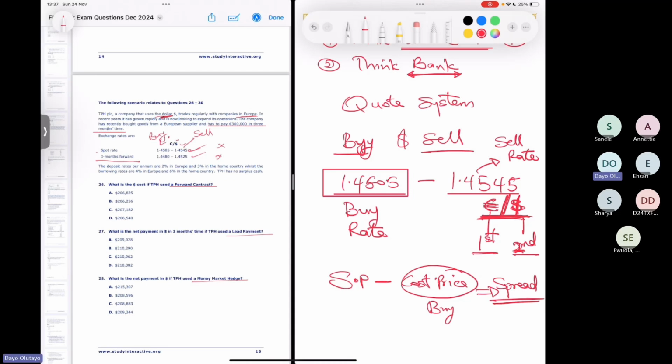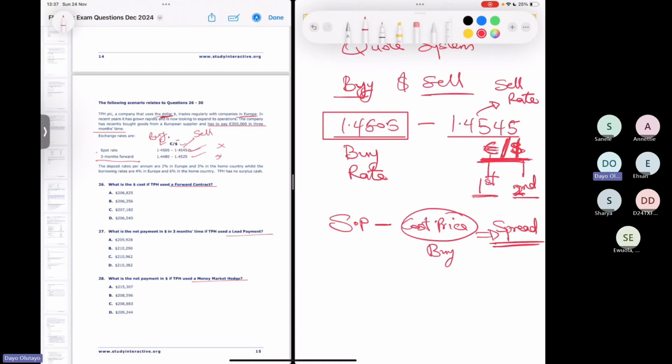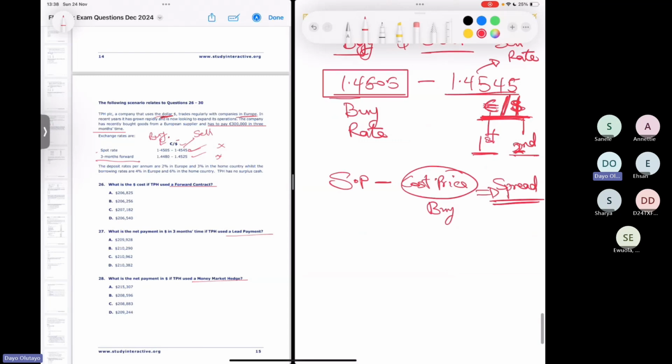Before I move on, are you happy? Are you clear to this point? Yes. Good. So you know the first currency, you know the second currency, you know the buy rate, you know the selling rate. Now, the question is, how do you choose which one to use when you are trying to manage FX exposure? And what I said is always think about two things.